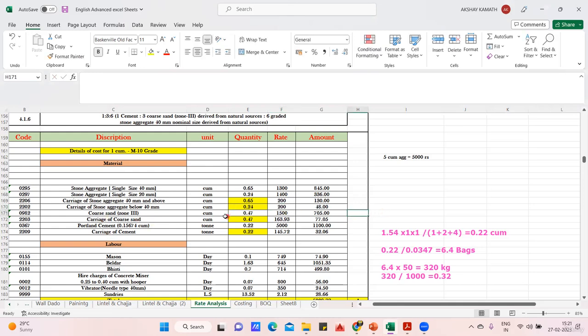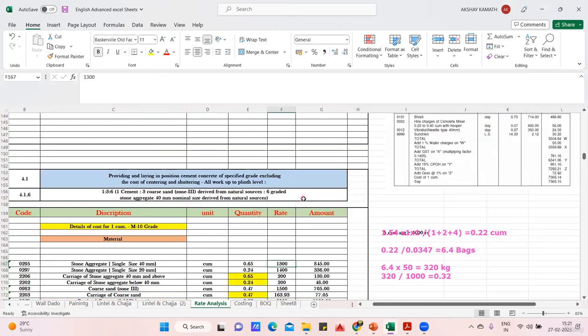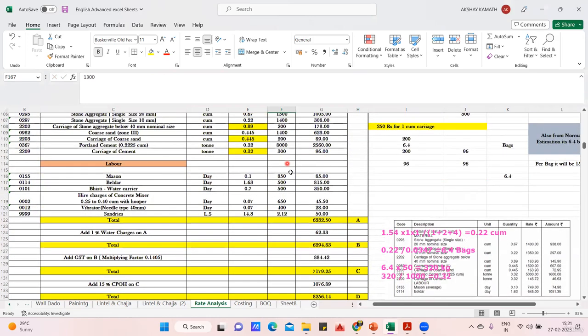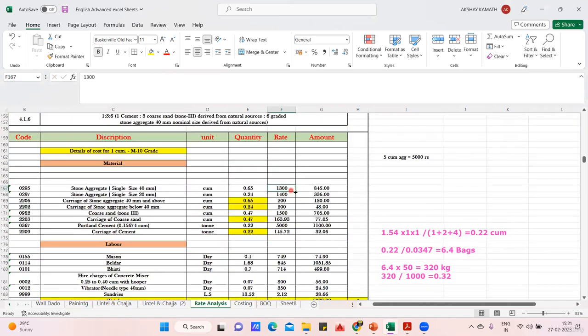Coarse sand again, in cubic meter, it is 0.47. And the cost of the coarse sand is 1,500 rupees. Okay, the cost part I'll come to later. Anyhow, stone aggregate was 1,300 rupees. What did I put for 40 mm? I did not have 40 mm in an earlier case, but in the code book it is mentioned. So I'll take the rate that is going on in the market, and let us say I'll take 1,500.